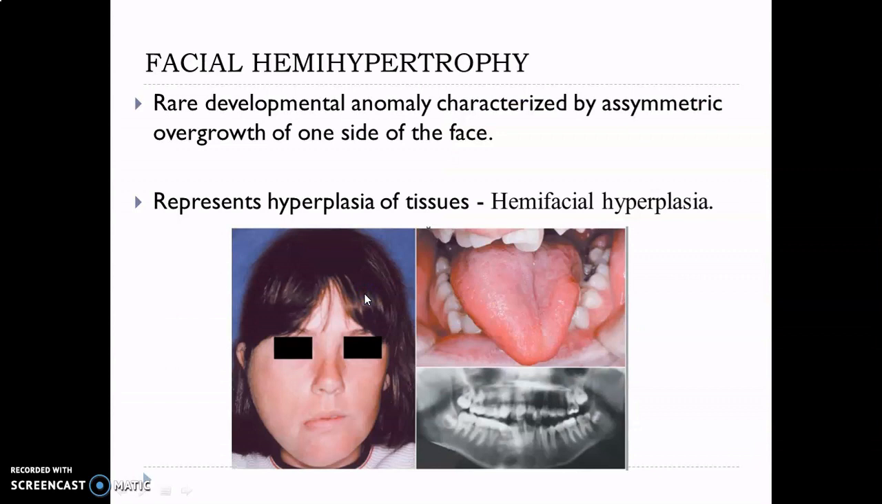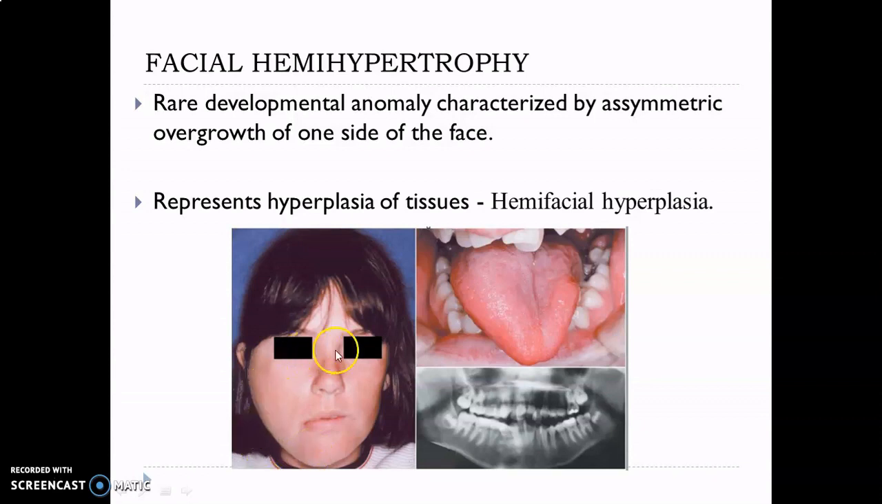The next anomaly is known as facial hemihypertrophy. It is a rare developmental anomaly characterized by asymmetric overgrowth of one side of the face, as you can see in this image. Actually, it represents hyperplasia of tissues of one side of the face. So, it's also known as hemifacial hyperplasia.